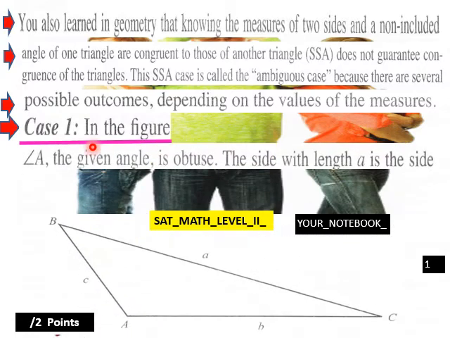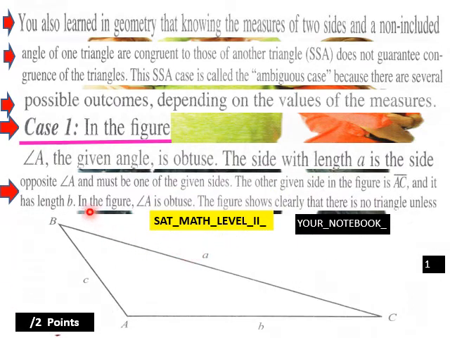Case 1 in the figure: we have this situation with this triangle. Angle A, the given angle, is obtuse. This is obviously an obtuse angle. The side with length a, over here, is the side opposite angle A. It must be one of the given sides. The other given side in the figure is AC, which has length b, here.